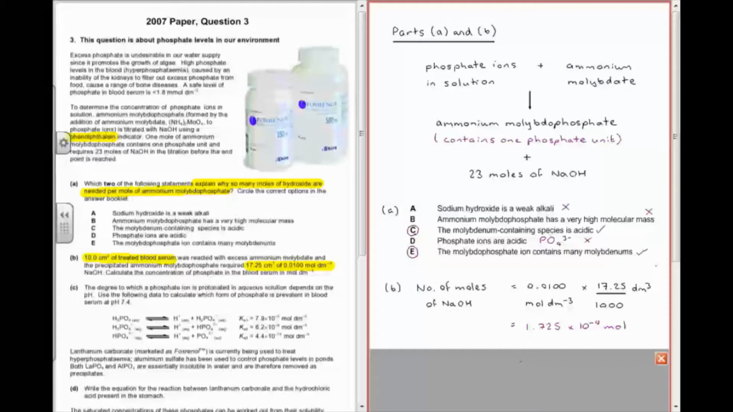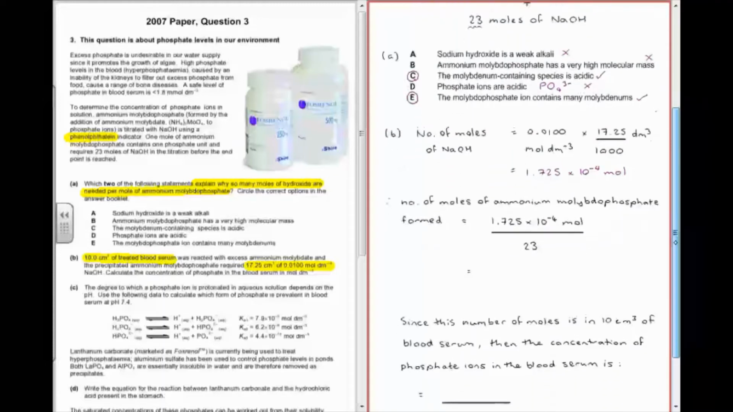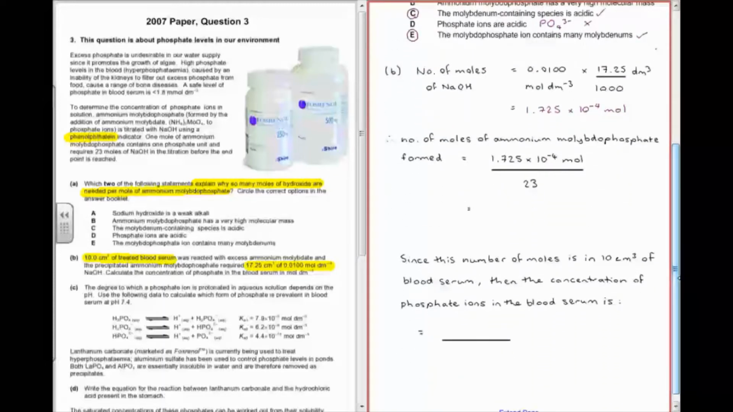Now, from the equation for the titration which is taking place, we know that 1 mole of ammonium molybdophosphate requires 23 moles of sodium hydroxide to reach the endpoint. And so, knowing this fact, we can calculate that the number of moles of ammonium molybdophosphate formed in the reaction must be equal to the number of moles of sodium hydroxide, the 1.725 times 10 to the minus 4, divided by 23, which gives us a number of moles of ammonium molybdophosphate formed in the reaction as 7.5 times 10 to the minus 6.